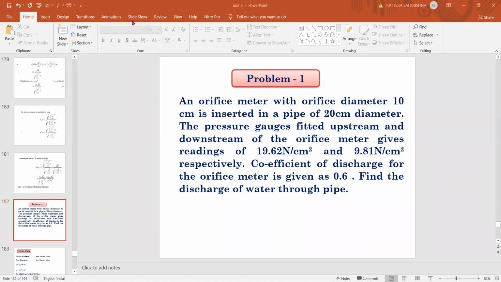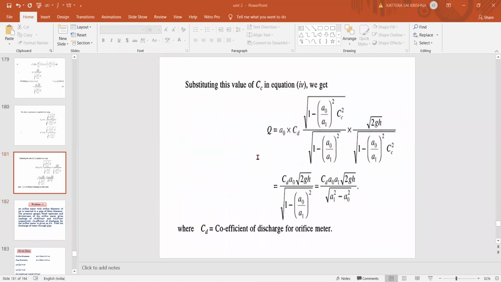Sir, in the previous formula, what is A1? Is it the pipe diameter or the vena contracta diameter? Yes, A1 is the area of the pipe. In the final equation we will never get any vena contracta, because we use the orifice as A0. A0 is the orifice area. A1 is the area at section 1, nothing but at the pipe. Okay, sir.